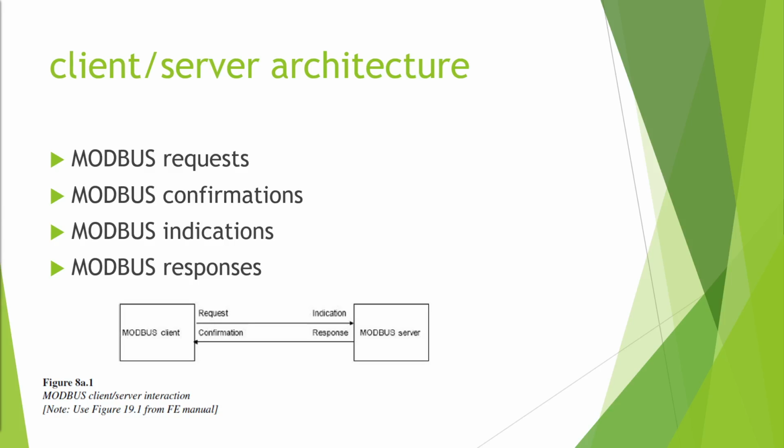So master requests. This message is sent out on the network by the clients to initiate a transaction. So I'm saying, hey, I need this information. That gets a confirmation back, and this is basically the client saying, I got your message. Then we have ModBus indications, and that's the requested messages received on the server side. And then you have a ModBus response, which is the response messages sent by the server.